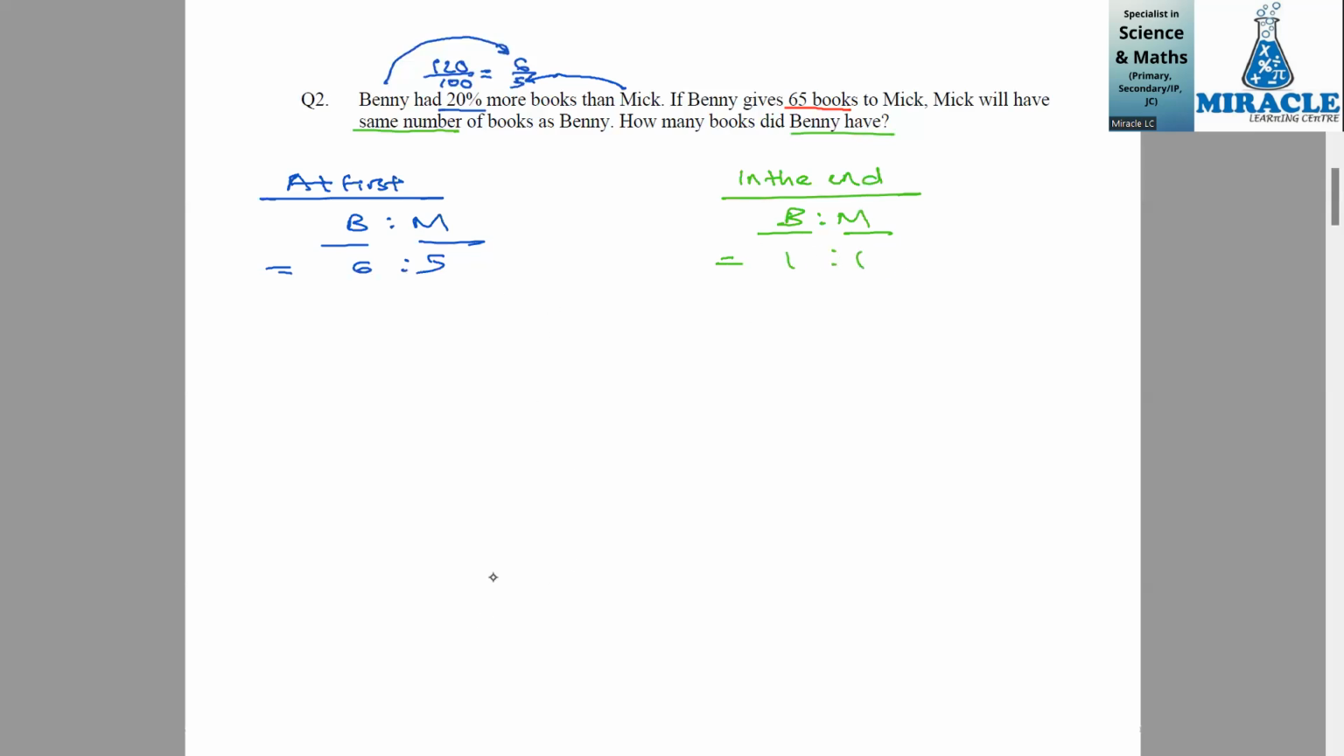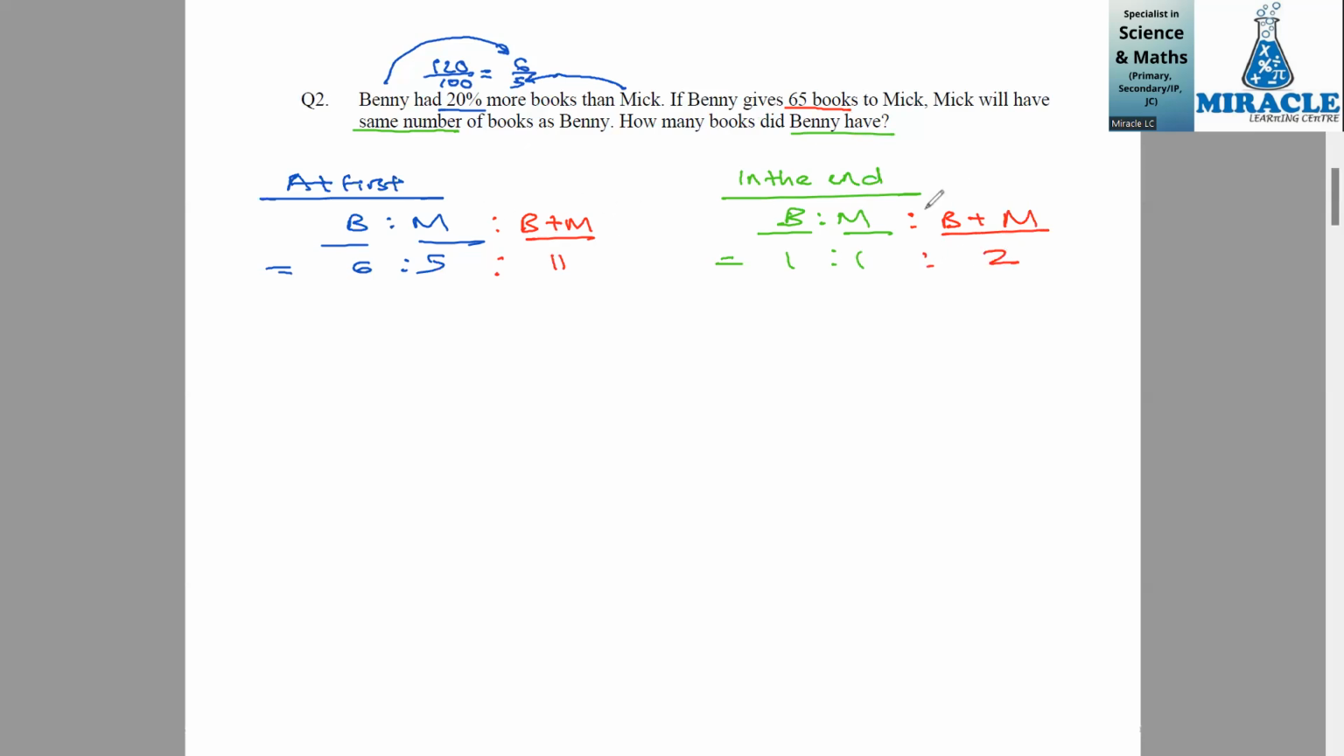Okay, so we realize that this is actually an identical total question because Benny gives books to Mick. So the total of Benny plus Mick doesn't change from the beginning and in the end. So let's create one more column for each ratio called B plus M. So 6 plus 5 gives us 11 and 1 plus 1 gives us 2.